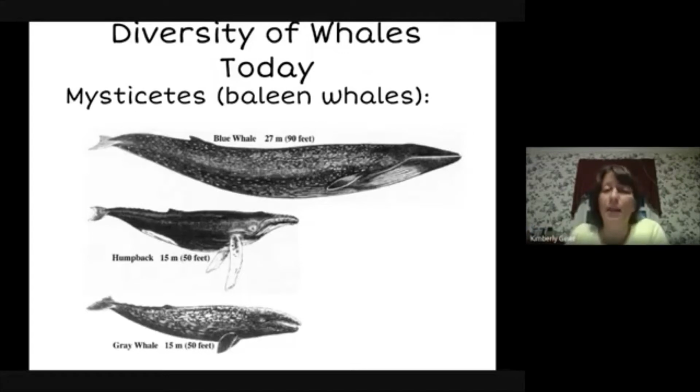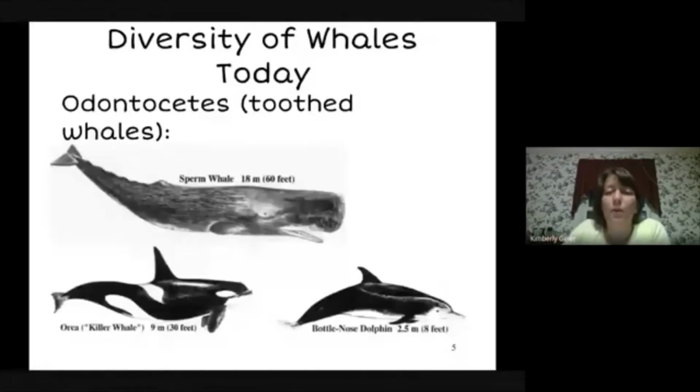So we've got the baleen whales, and that is going to include the blue whale, the humpback whale, and the gray whale. And these are all the whales that strain food out of the water with their baleen, like all the krill. Then we've also got the toothed whales. Similarly, this is one of those suborders. And this is the sperm whale, orcas, and dolphins. And yes, orcas and dolphins aren't true whales, but they're still part of this suborder, this odontocete group.